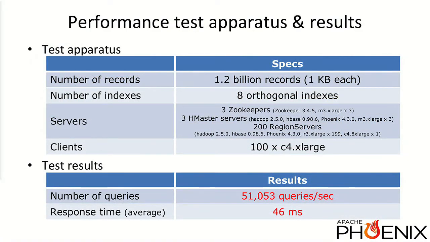Now, I just want to touch upon the performance test apparatus that we used and the results that we got. We were pretty impressed by these results, but first, the test apparatus. We used about 1.2 billion records. So these are 1.2 billion rows of data, and each of them were about 1 kilobyte. We used 8 orthogonal indexes, and for our servers, we used about 200 region servers, 3 zookeepers, and 3 HMasters. For clients, we used 100 clients.